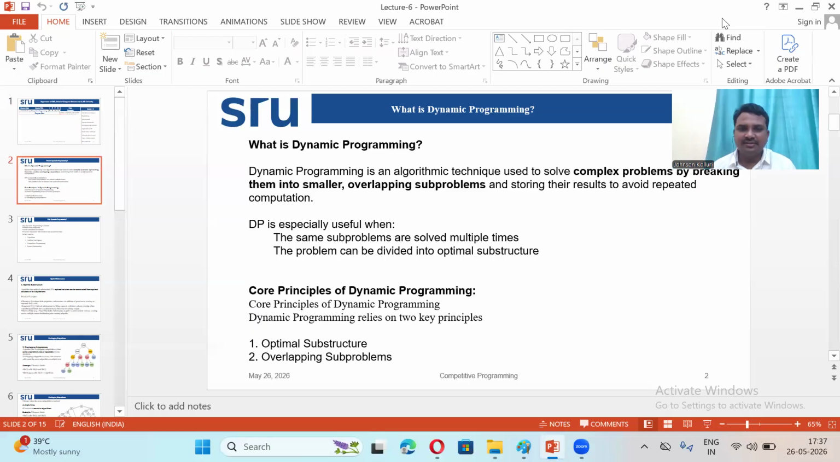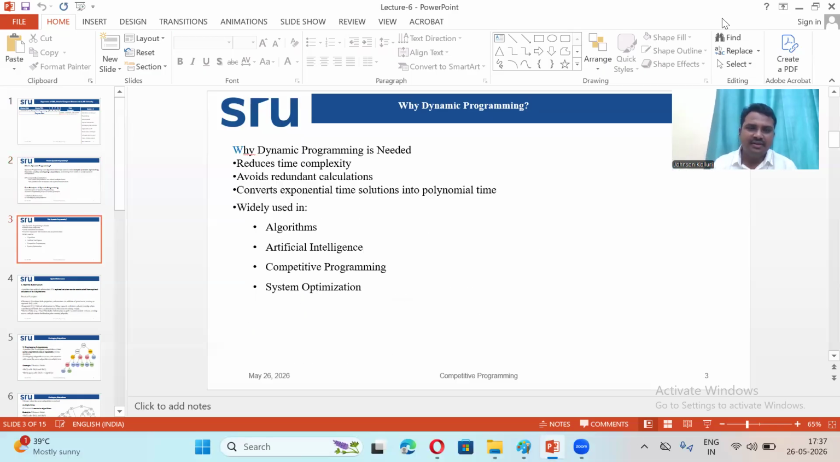Dynamic programming is especially useful when the same subproblems are solved multiple times, and the problem can be divided into optimal structures. Here are the core principles of dynamic programming. The first one is optimal substructure. The second one is overlapping subproblems. Then, why dynamic programming? It reduces the time complexity, avoids redundant calculations, and converts exponential time solutions into polynomial time.